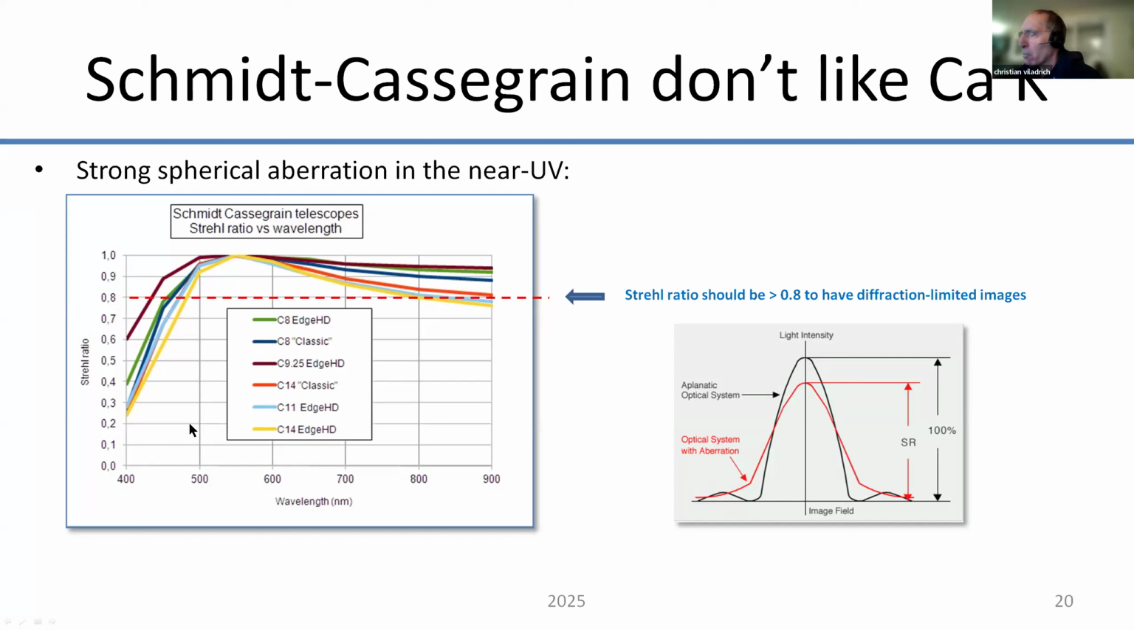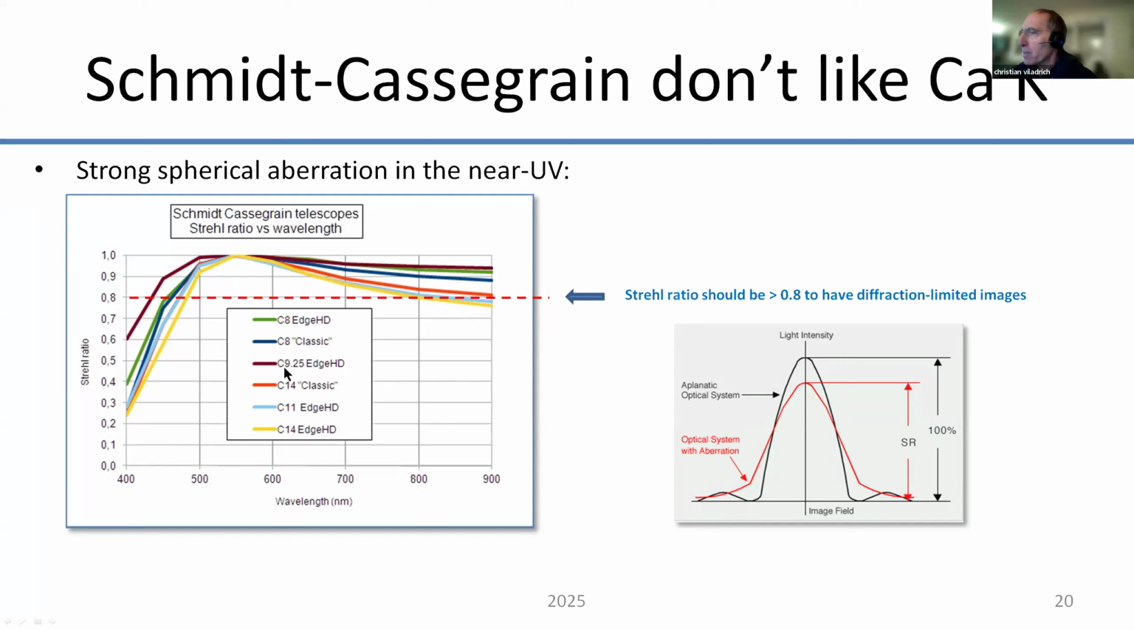Basically, you need to have a wavelength larger than what, 480 nanometers. This is basically the green, blue-green, between blue and green. You need to be longer than this wavelength in order to be diffraction limited. Below this is bad. The images are really bad. So basically, calcium K, you can't do anything in calcium K with Schmidt-Cassegrain.